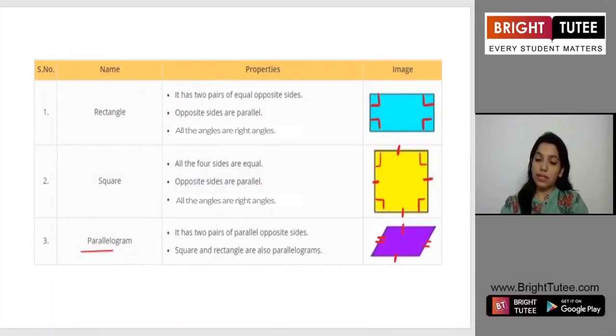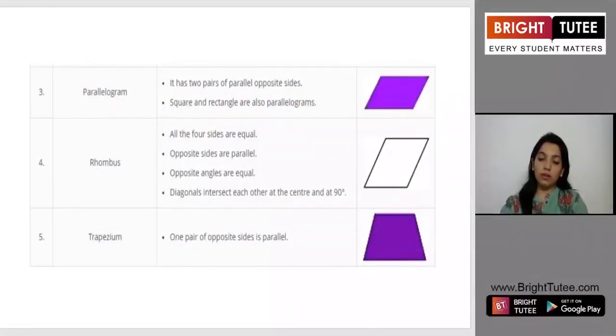Now here it says that square and rectangles are also parallelograms. Why? Because you can clearly see that in square and in rectangle, both of them, the opposite pairs are equal and parallel. So we can also say that square and rectangle are special cases of parallelogram. I hope this is clear. Now moving ahead, we have already discussed parallelogram.